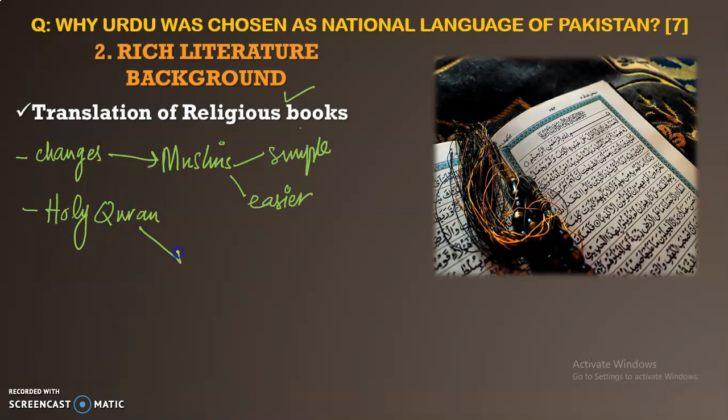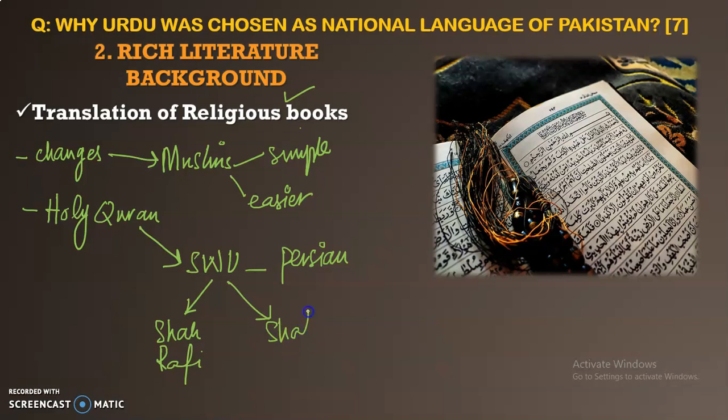We know that the Holy Quran was first translated by Shah Waliullah into Persian, just because it was a common language at that time. Later on, two sons of Shah Waliullah, Shah Rafi and Shah Abdul Qadir, translated the Quran into Urdu. So this is one more point that you would add over here in the rich literature background.